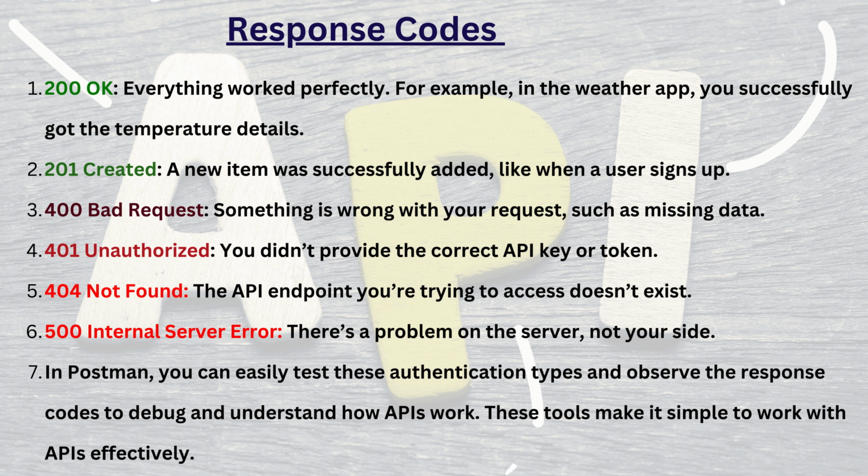And the fourth one is 401 unauthorized. That means you did not provide the correct API key or token. And the fifth one is 404 not found. That means the API endpoint you are trying to access doesn't exist. And the sixth one is 500 internal server error. That means there is a problem on the server side, not on your side. So in Postman, you can easily test these authentication types and observe the response code to debug and understand how APIs work. This tool makes it simple to work with APIs effectively.